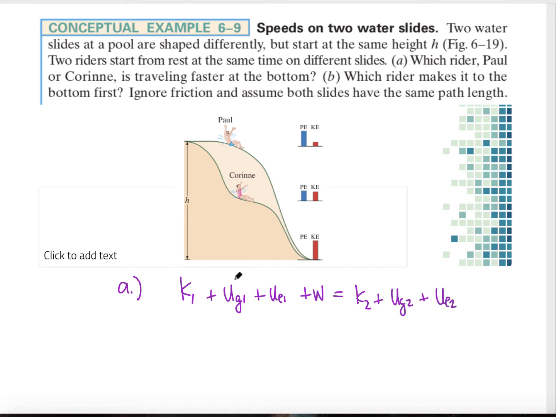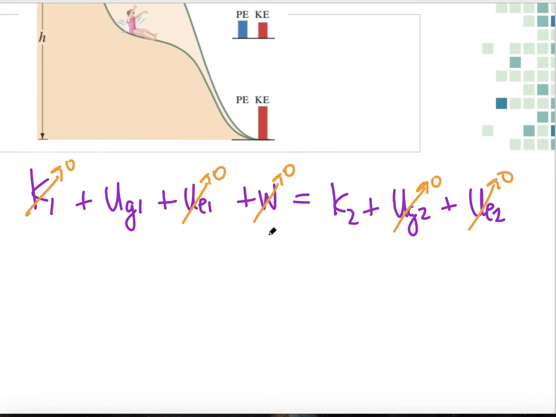So we see then that initially we're going to start from rest, as it says here, and we're going to have some speed at the bottom. Initially we'll have some height, and no springs are mentioned, so our elastic potential energies are 0. No work done by extra forces, and at the bottom we have no gravitational potential energy remaining. So in this case, we simply have m times g times y1 equals 1/2 m times v2 squared.